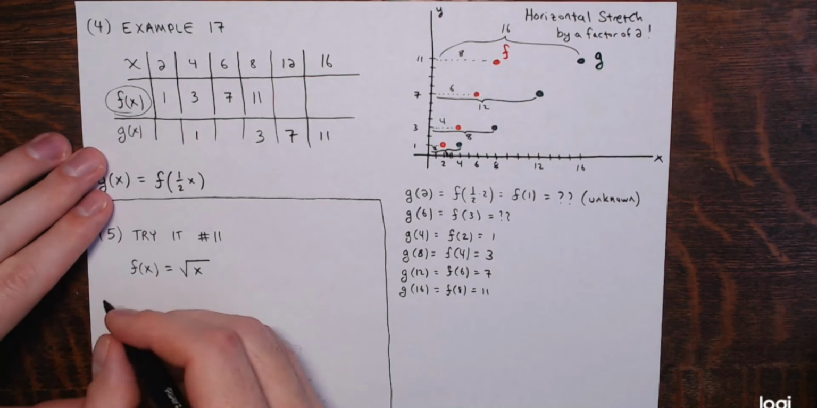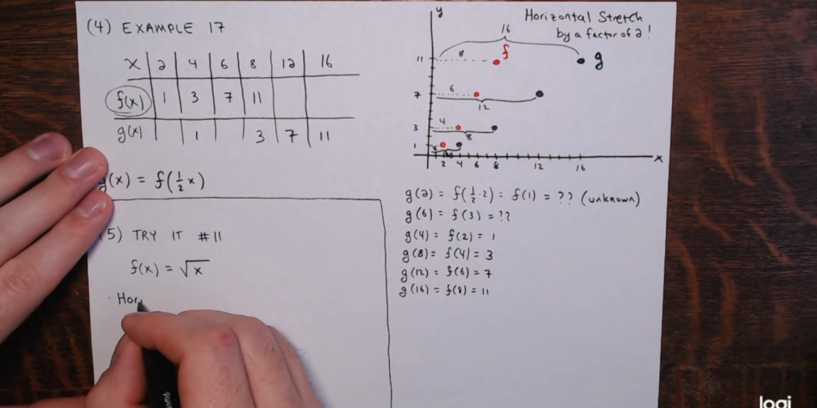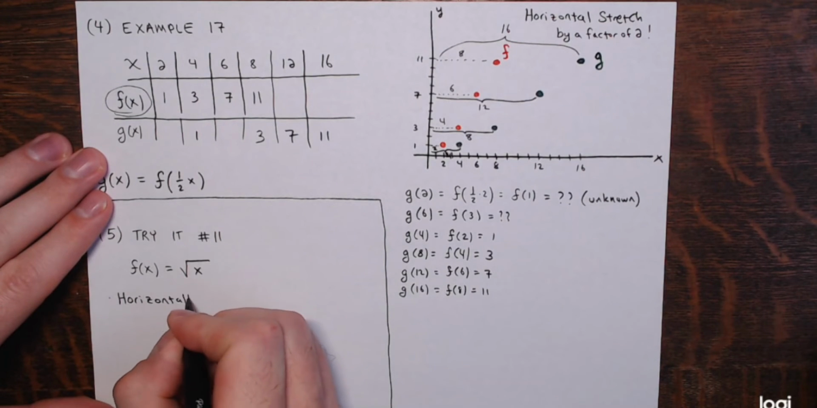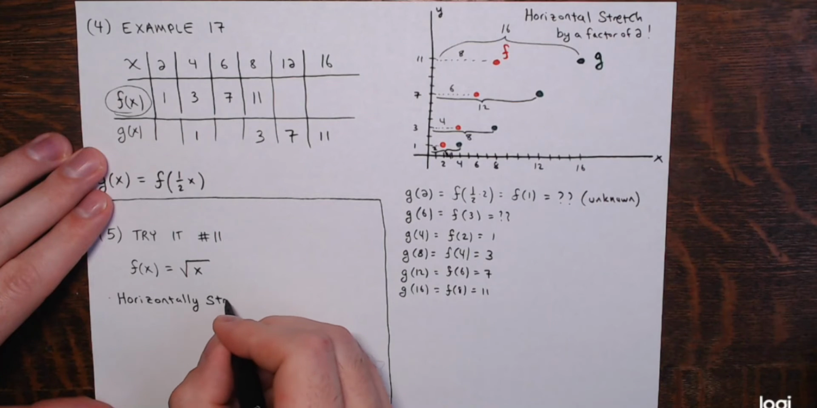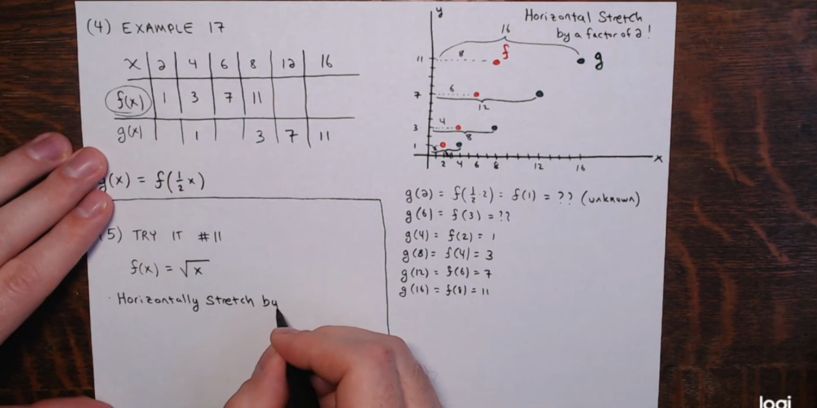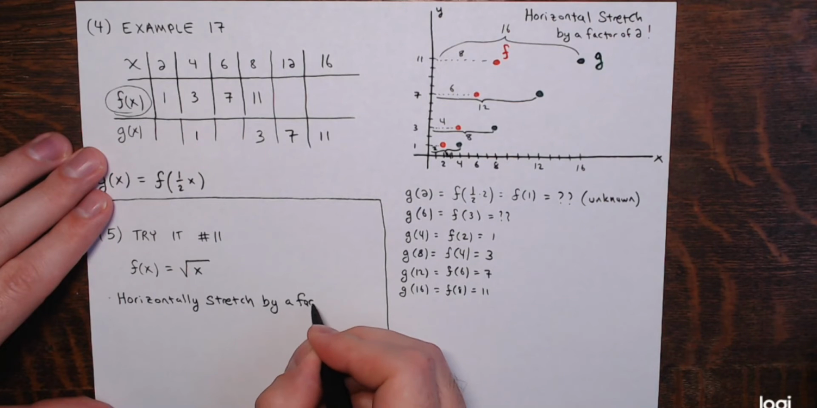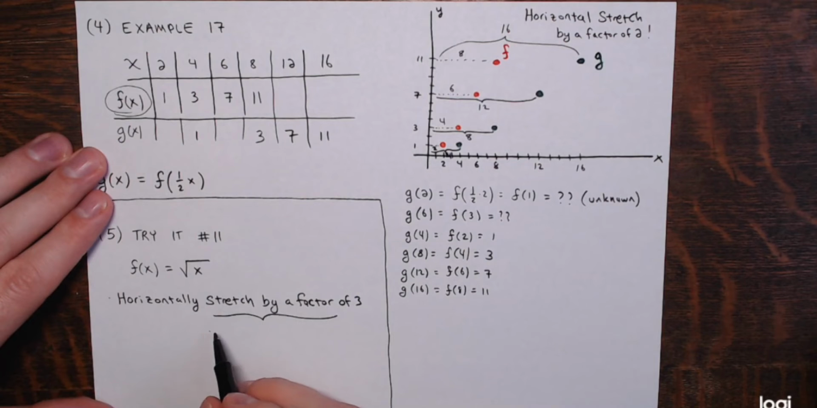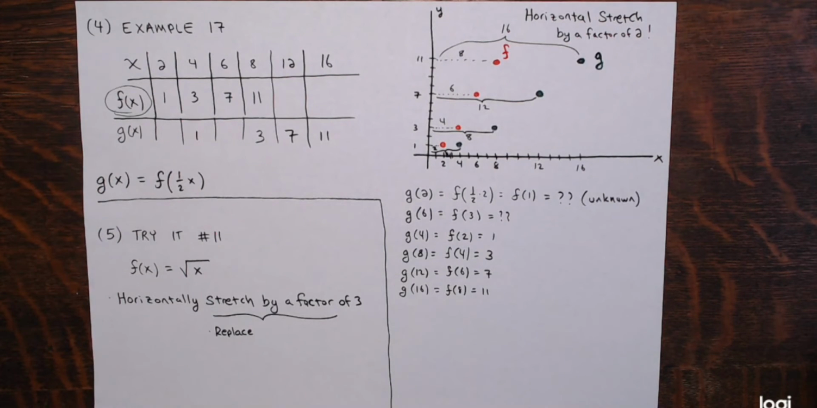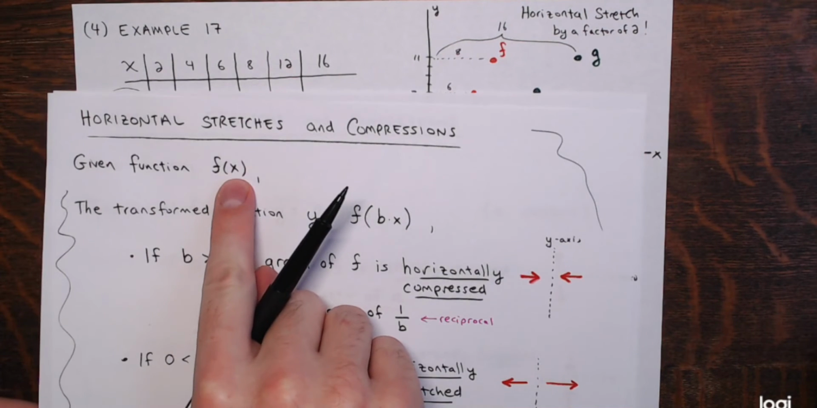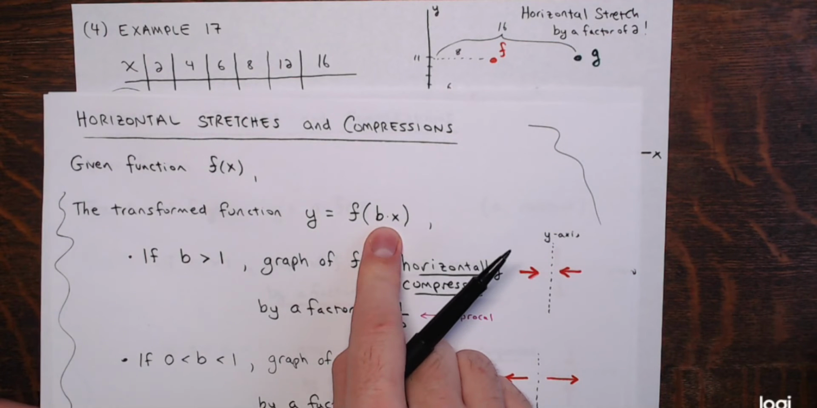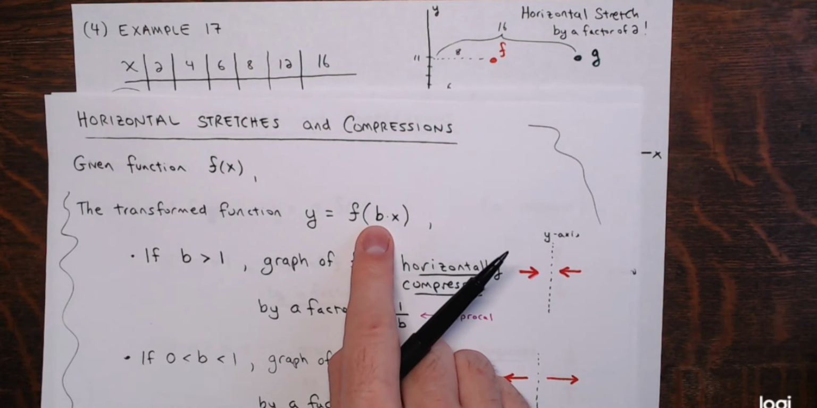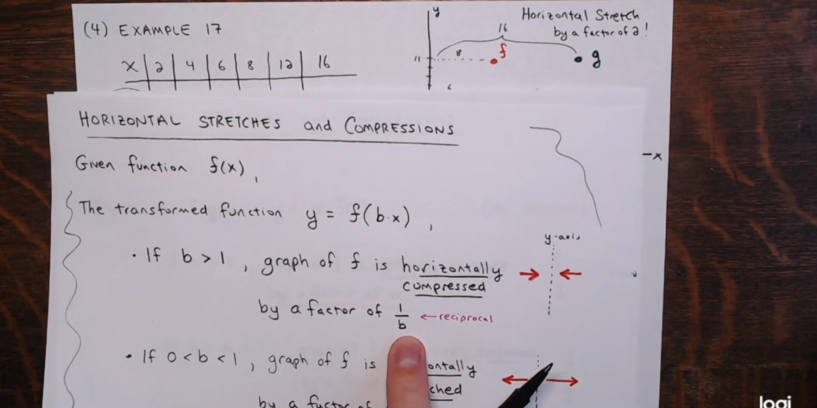And they're asking us to horizontally stretch this by a factor of 3. Now to do that, it's very simple. You're going to replace the x's, because that's what happens in these. x is replaced by bx, where b is the reciprocal of the factor it gets stretched or compressed by.